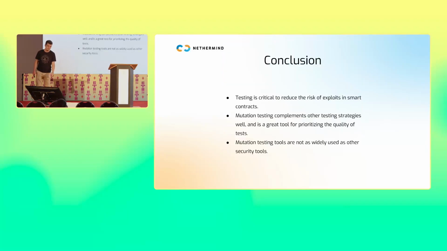And as a conclusion to this talk, if you keep something from this talk, I want you to remember these things. I think they're relevant. Testing is critical to reduce the risk of exploits in smart contracts. It's extremely important. Mutation testing is a very powerful technique, and it works really well together with other techniques. And it's great for prioritizing the quality of tests over the quantity or the coverage of your tests.